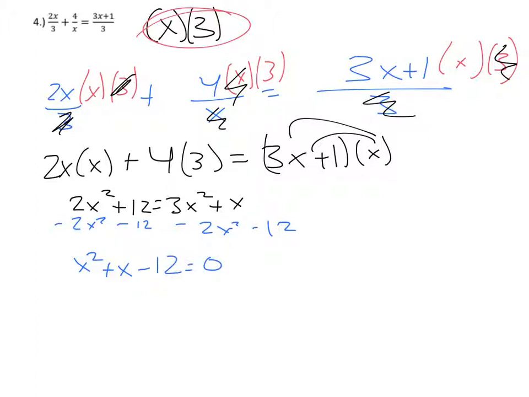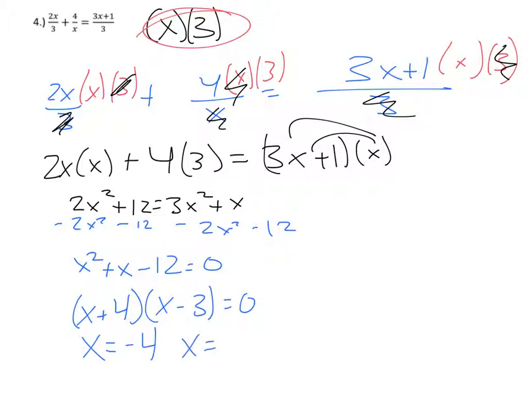And so let's go ahead and think about this. Can we factor this? And if we use big X to factor this, we're going to end up with x plus 4 and x minus 3 equals 0. And then we're just going to set both of those equal to 0. So we end up with x equals negative 4 and x equals 3 for our final answer.